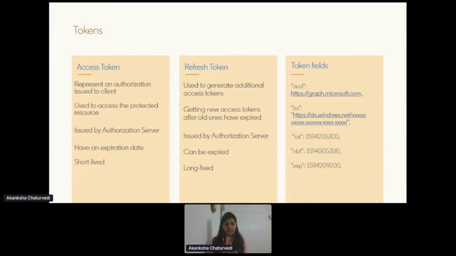Next, NBF, which stands for not before claim. This identifies the time before which the token must not be accepted for processing. And the last is EXP, which stands for expiration time. This claim identifies the time after which this token must not be used.